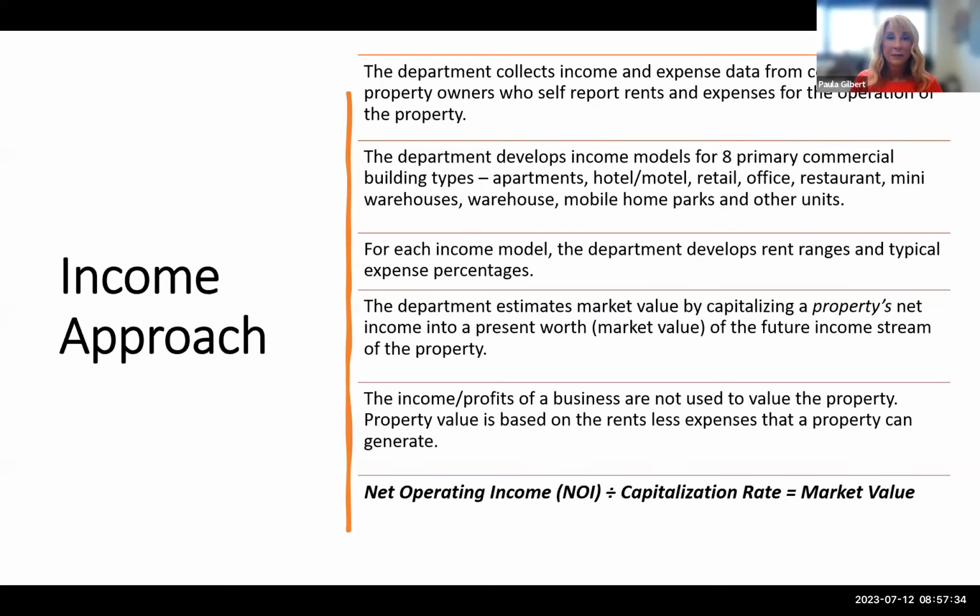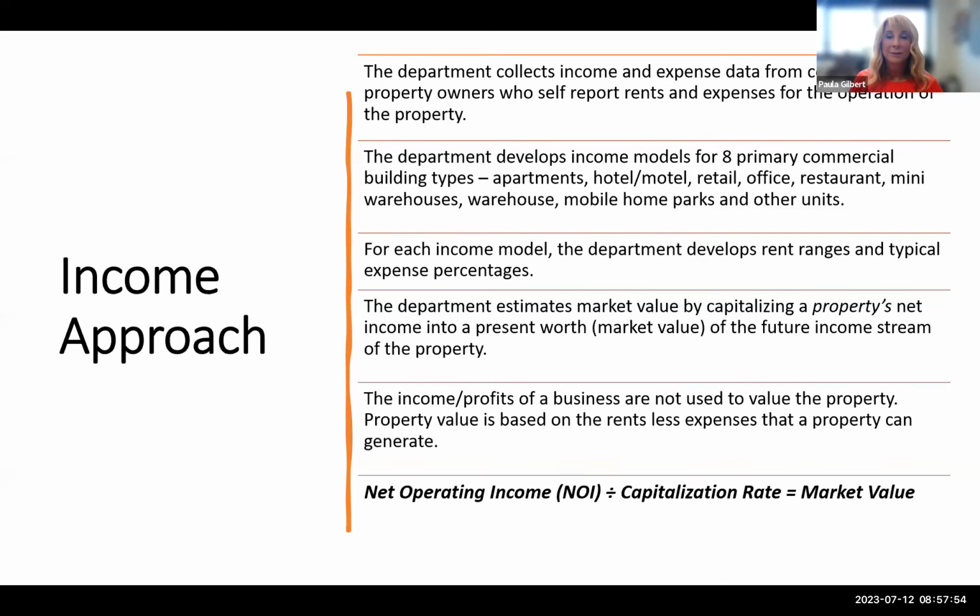We are not looking for the business income. We're not valuing what is going on inside the building. We are valuing what the building could be rented for and the associated building expenses. Multiple models then are built using that data received from this mailing.